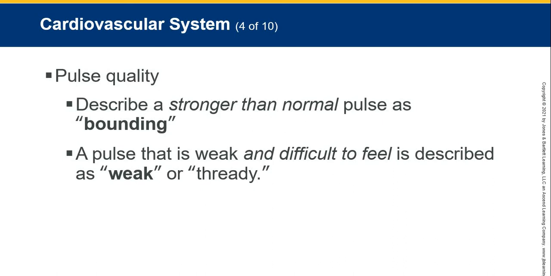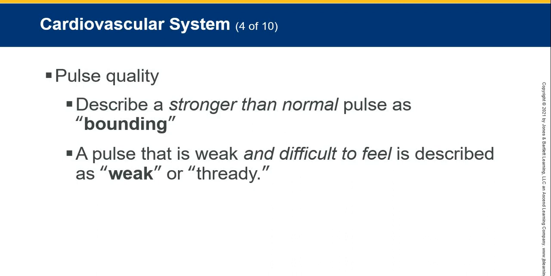So, like we were talking about before, a stronger than normal pulse is going to be bounding. Like I said, the systolic is really high. The diastolic is pretty high too, but there's a large spread between those two numbers. So you're going to feel a big bounding pulse out of the gate and then a rapid fall off on the diastolic, even if the diastolic is high. Just because the systolic is so high, we call that bounding.